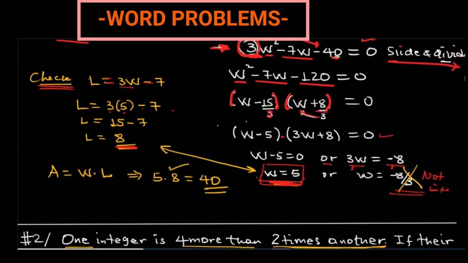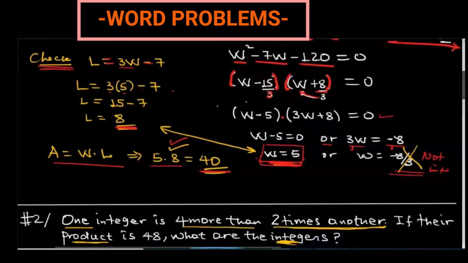Now let me check if they give me 40, because the area of the rectangle was 40. Area is equal to width times length, which is 5 times 8, equal to 40. So that's the right answer. The width is 5, the length is 8. Anytime you can pause and read those numbers very carefully until you get them. All right, let's go to the next one.